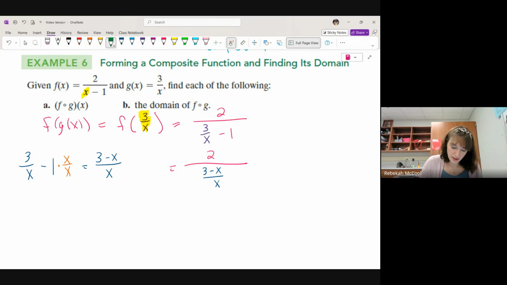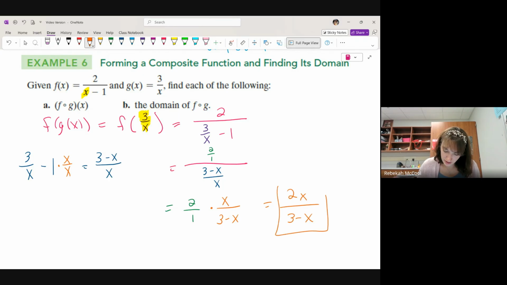From here, we can use our idea of fractions over fractions, right? 2 in my numerator is the same thing as 2 over 1. So we can keep that numerator fraction the same, and we multiply by the reciprocal of the denominator. And when we multiply that together, we end up with 2x over 3 minus x. So that would be our composed function.